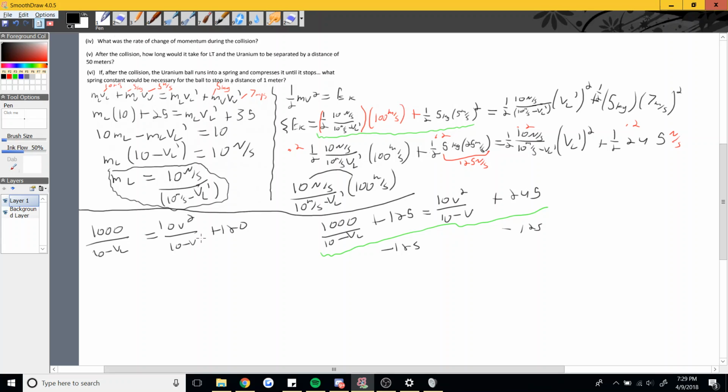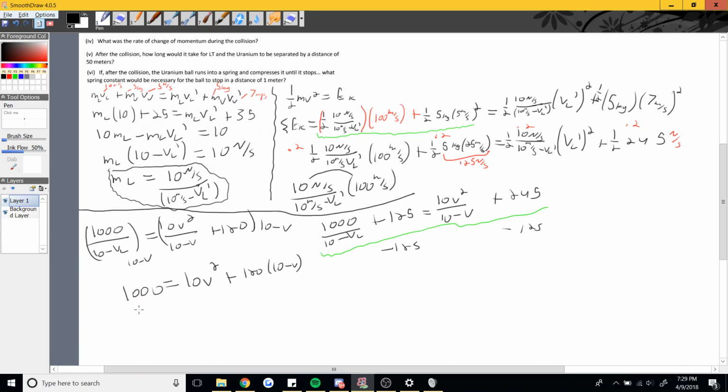So wouldn't you look at that? We got some like terms that we can get rid of. Not like terms, but we can get rid of these little fractions. We're just going to multiply both sides by 10 minus v. Same thing over here, 10 minus v. That's going to give us 1,000 equals 10v squared plus 120 times 10 minus v.